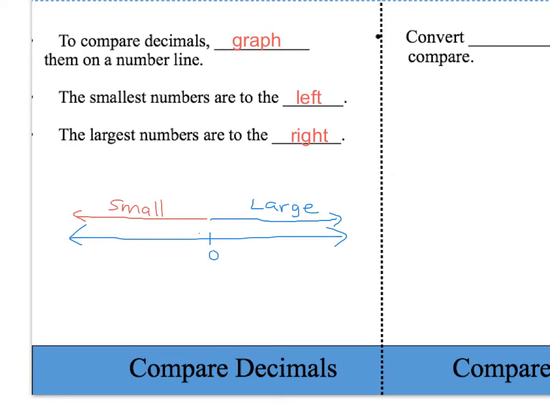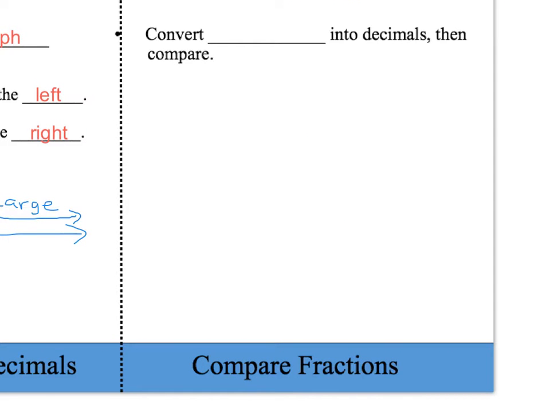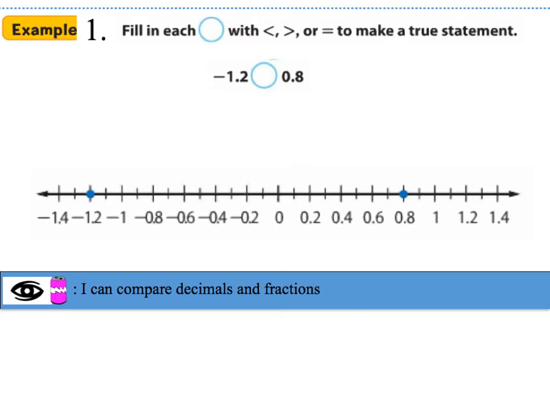and as the numbers go to the left, they become smaller. On the right side of our notes, we're going to compare fractions. There are many different ways to compare fractions. One way that we can use is to convert fractions into decimals, and then you can compare the decimals.